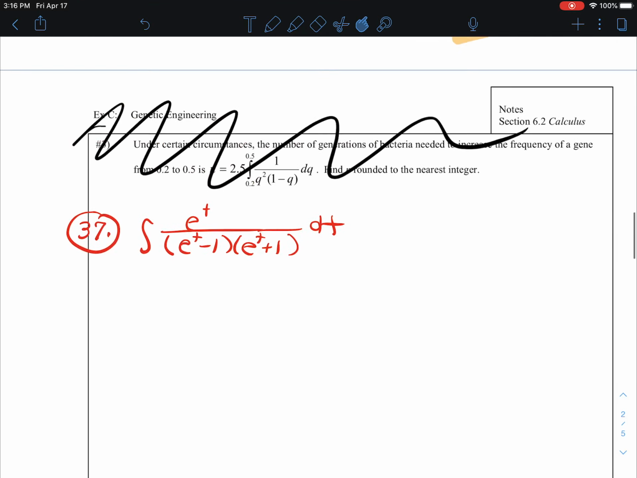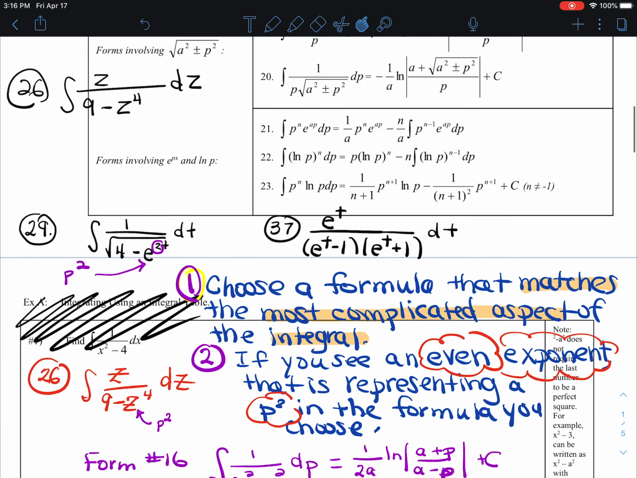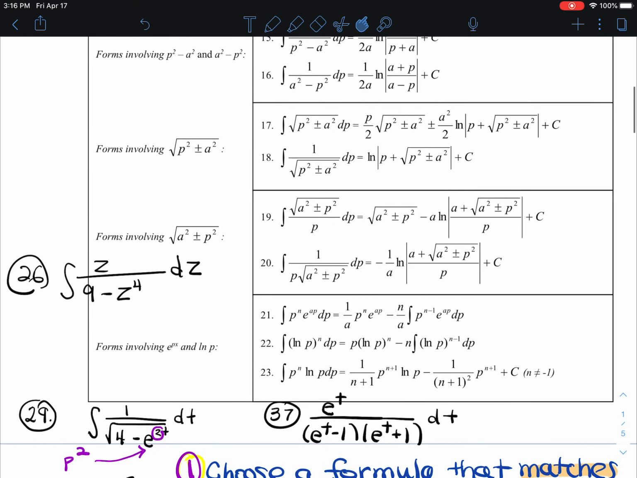Number 37 was the last question that you guys wanted to see. Again, I'm not seeing an even exponent, and when you don't see an even exponent, like these are just e to the 1t's, I would expect to just see a p in these spots, not a p squared. Do you notice how you've got a quantity and then another quantity? I'm going to pick a formula that has those 2 quantities in the bottom, that has a p here and a p there as well.